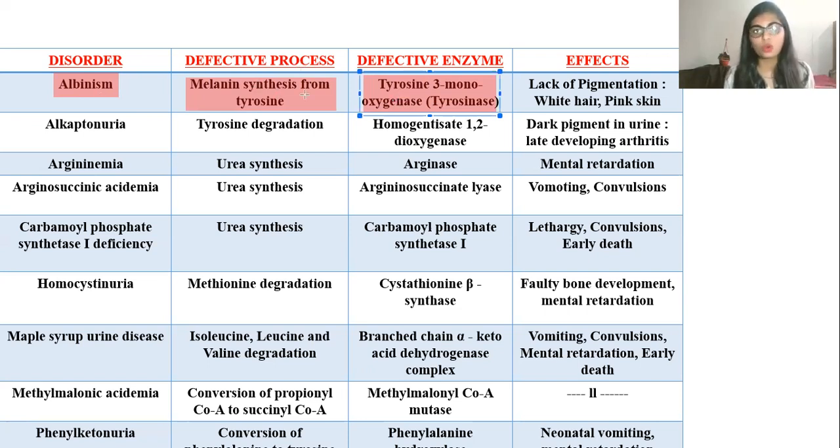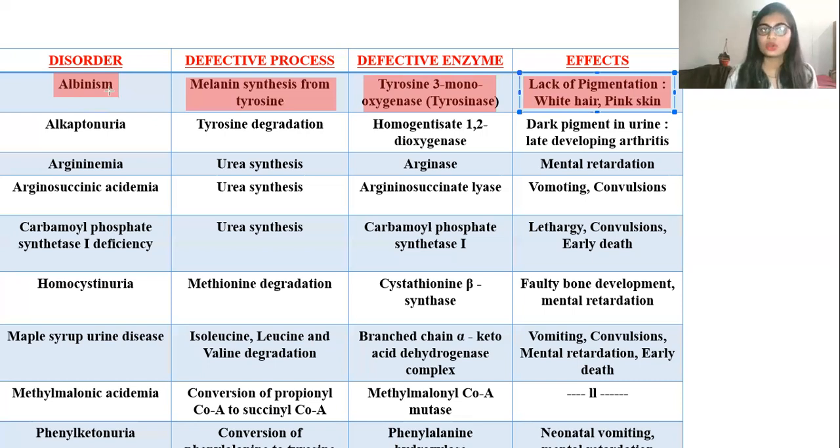Albinism means lack of pigmentation. There is no pigment. When there is no melanin, there is no pigment. That is white hair, pink skin. Usually, Western country people are very prone to this. Why? Because they have very little melanin content. Because of this low melanin content, their hair is white, and their skin is very pink in color.